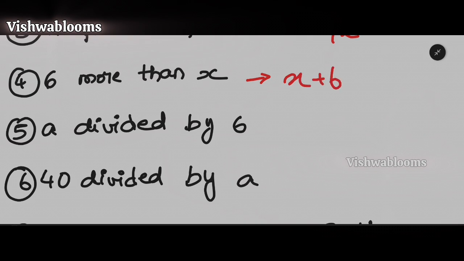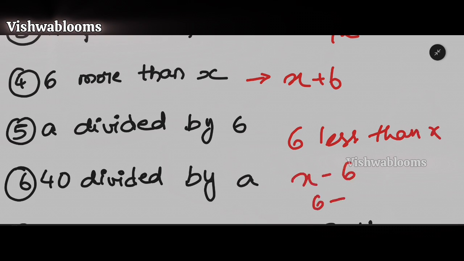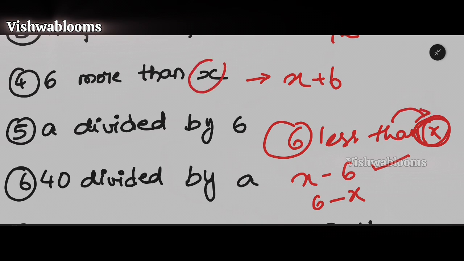Now in case it was 6 less than x, how will you write it? Will you write it as x minus 6 or 6 minus x? The answer will be x minus 6, because 6 is less than x. Whatever comes after "less than", you should write first. Whatever comes after "more than", you should write that first. That's why here I wrote x plus 6. This will be correct. This will be wrong. Here it should be x less than 6. Then this is right.